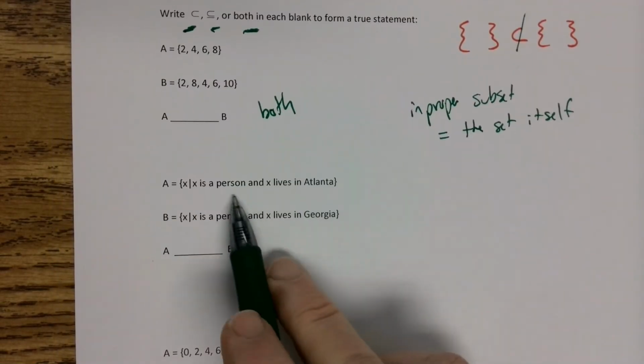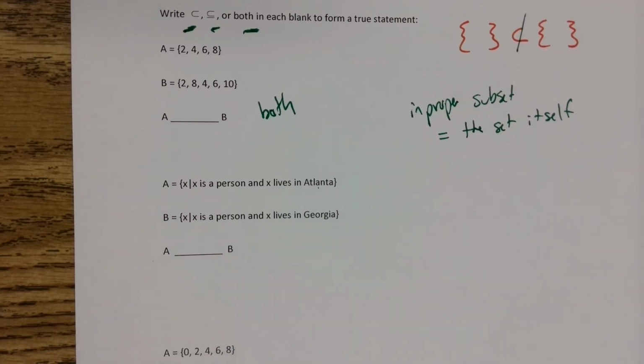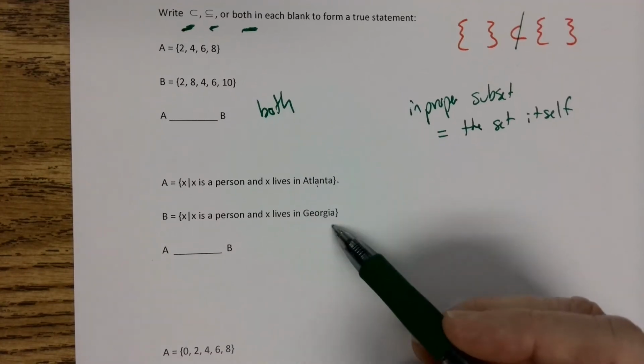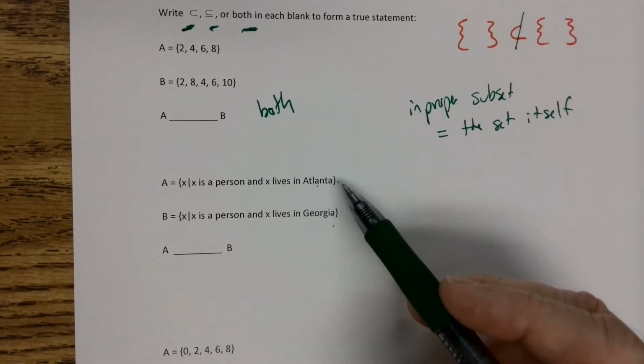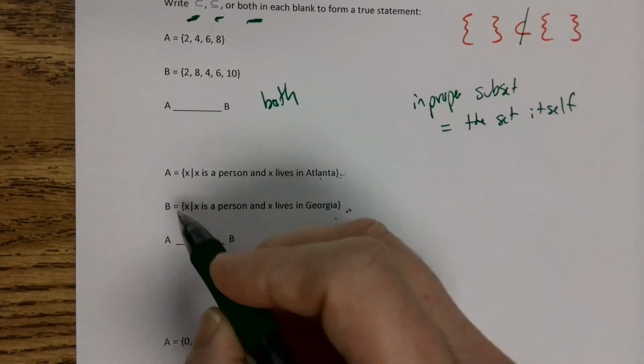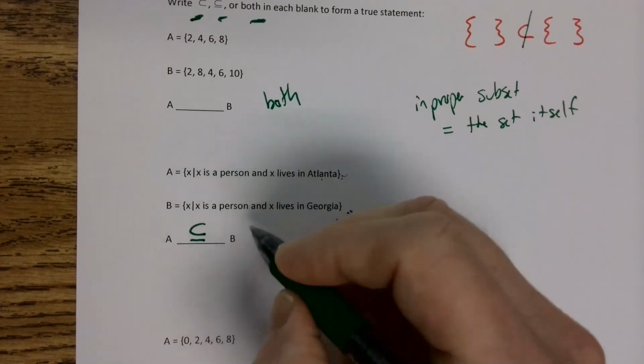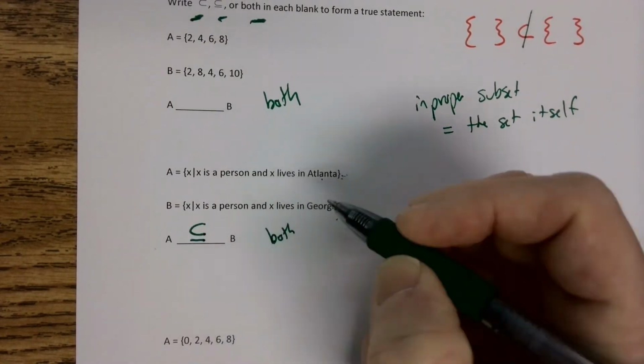Okay, so X is a person who lives in Atlanta. X is a person who lives in Georgia. Well, people who live in Atlanta do live in Georgia, and that's a much smaller group than that group. So, oops, sorry, subset. Actually, both again. You can actually do both.